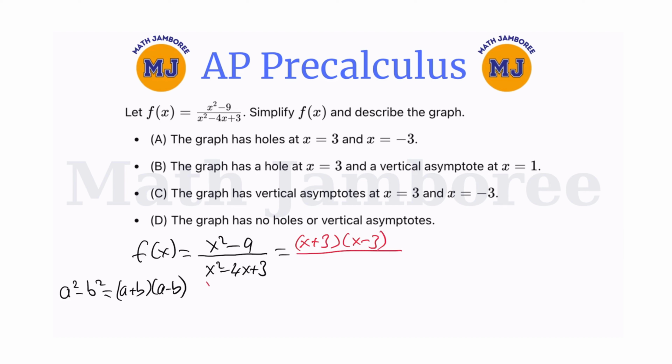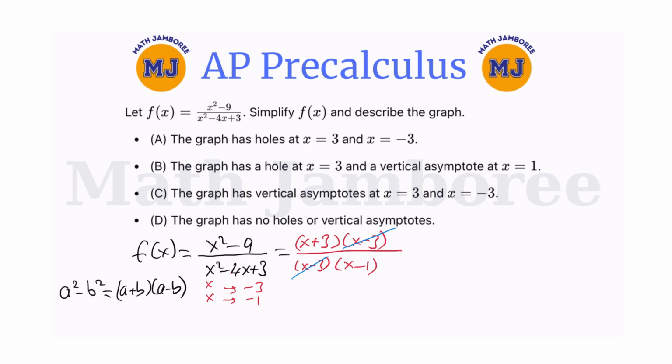Let's factor the denominator too. 3 times 1 gives you 3, but to get negative 4, we must have negative 1 and negative 3 in this expression. We're going to write our binomials this way: x minus 3 times x minus 1. So you can realize that this x minus 3 and x minus 3 are canceling each other out.